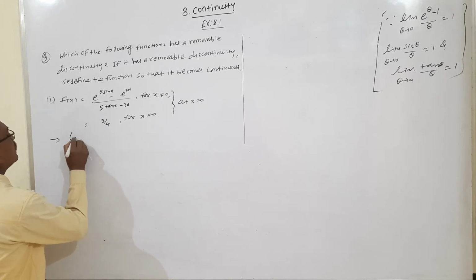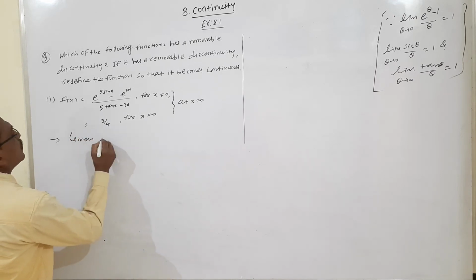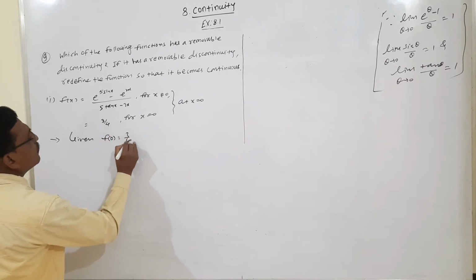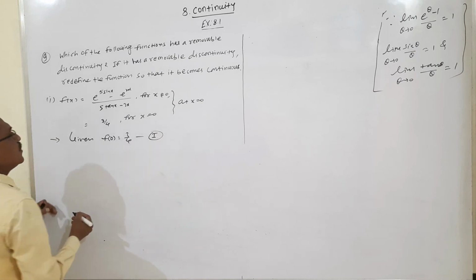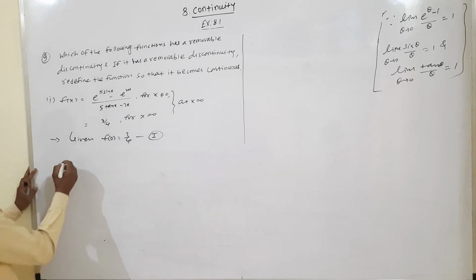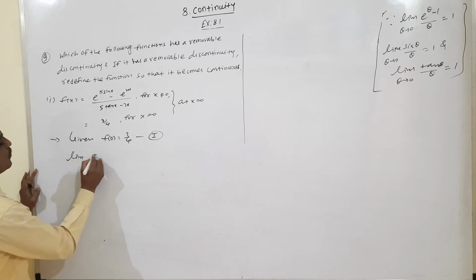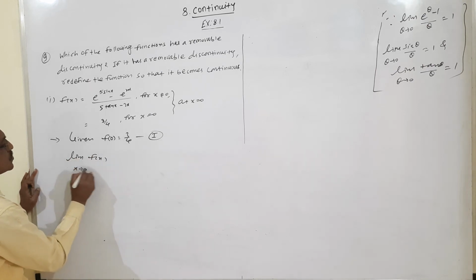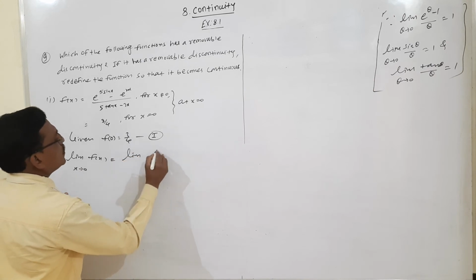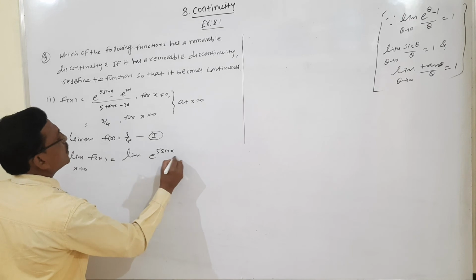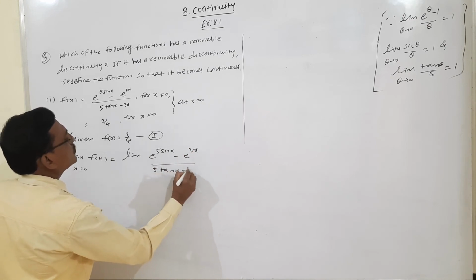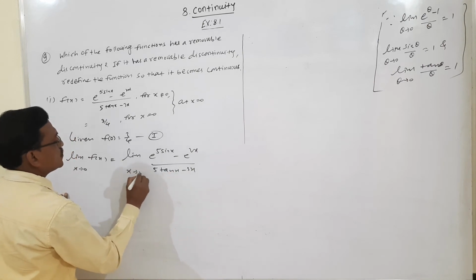So given, f of 0 is given here, the value of the function at that point is given as 3/4, call it equation first. Now we apply limit as x tends to 0 to this function on both sides. Limit of function f of x as x tends to 0 is equal to limit of e raised to 5 sin x minus e raised to x divided by 5 tan x minus 3x as x tends to 0.